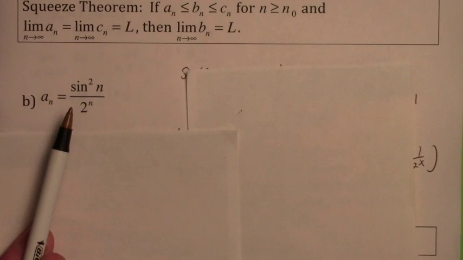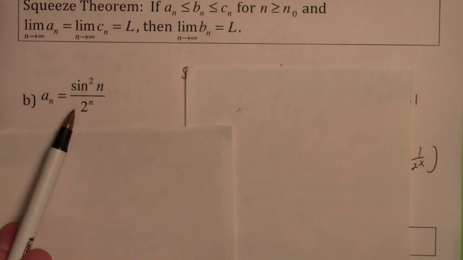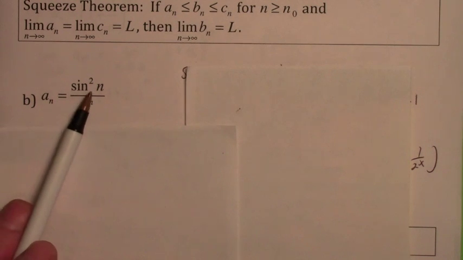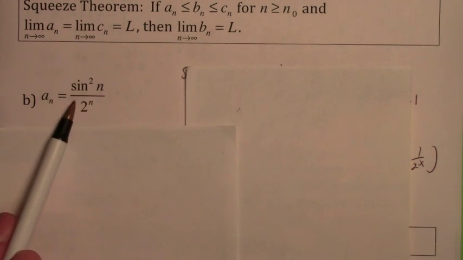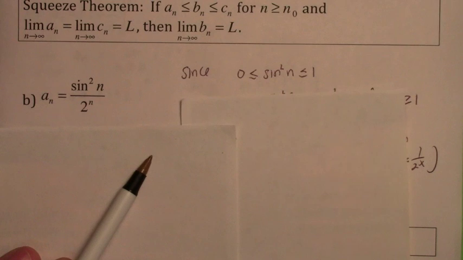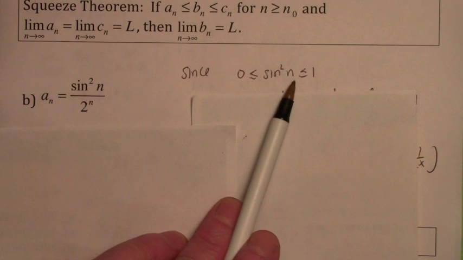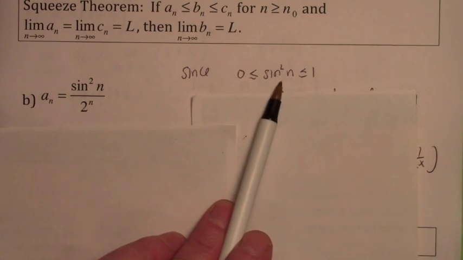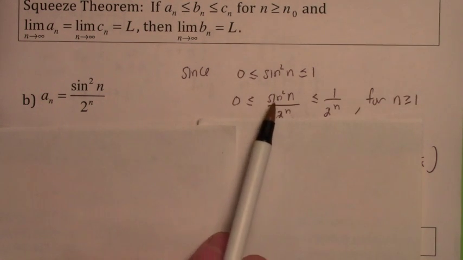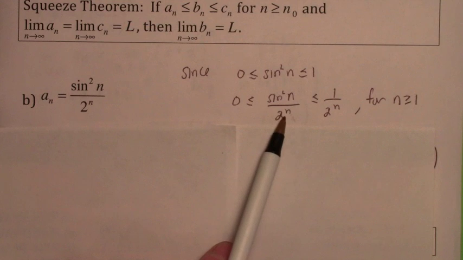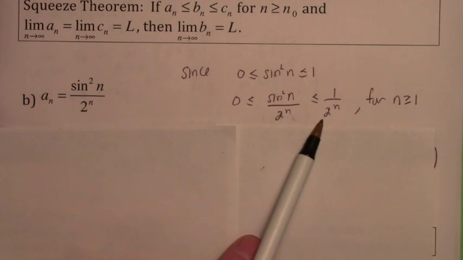For this one, you may kind of figure it out. It looks like it's 0 because the bottom is getting close to infinity and the top is somewhere between 0 and 1. But to show it clearly, the squeeze theorem is helpful. Notice that since we have sine squared, the sine squared of n is always between 0 and 1, right? So when you divide everything by 2 to the n, you see that sine squared of n over 2 to the n is always between 0 and 1 over 2 to the n.